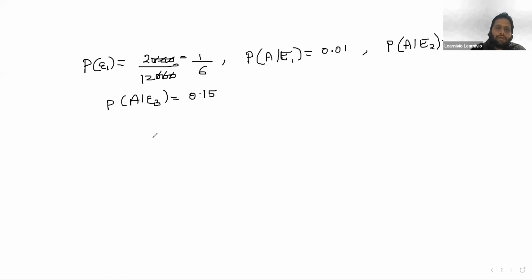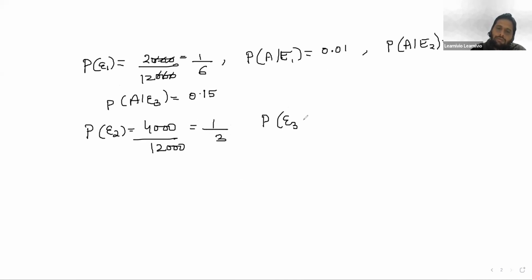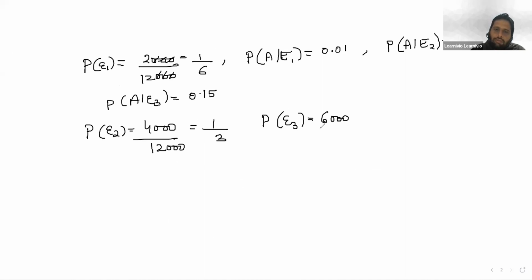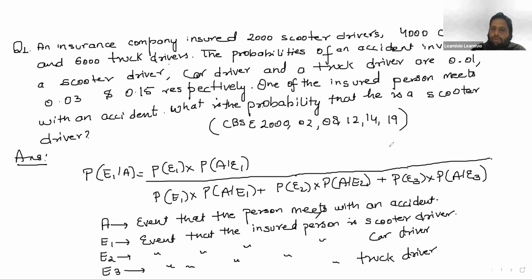Okay. Now similarly, we will find P(E2), that he is a car driver. So that will be equal to 4,000 by 12,000, which is equal to 1/3. Next, P(E3), how many truck drivers are there? 6,000. 6,000 by 12,000, this is equal to 1/2. Okay. Now you can put all the values here and you will get your answer.